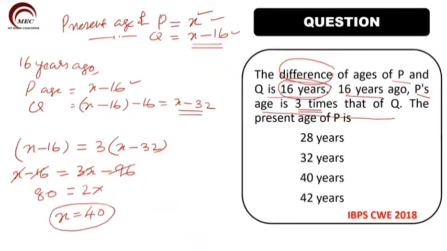What we have taken X? X is the present age of P. So present age of P is 40. What we need to find out? The present age of P is only we need to find out. So the answer is 40 years. So kindly note it. Then we will go to the next question.